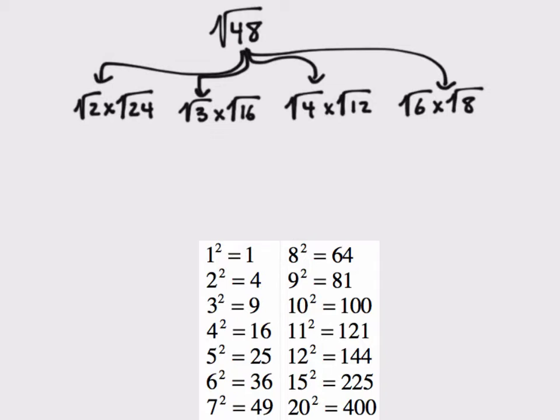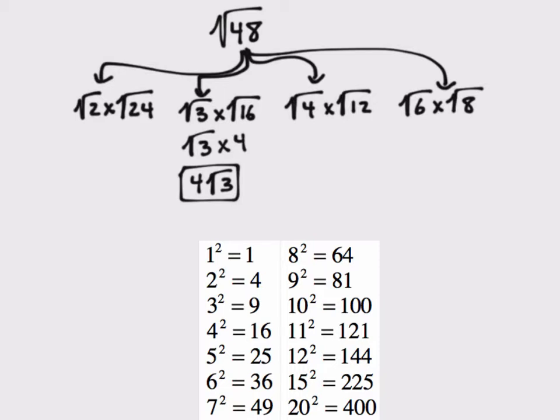Well, which of these four factorizations actually have perfect squares in them? And two of them actually do. One has the square root of 4, and we know that the square root of 4 is 2, but one has the square root of 16, and the square root of 16 is 4. So this factorization is actually going to be the most efficient. We can rewrite the square root of 16 as 4, and we end up with 4 root 3 as the simplified version of the square root of 48.